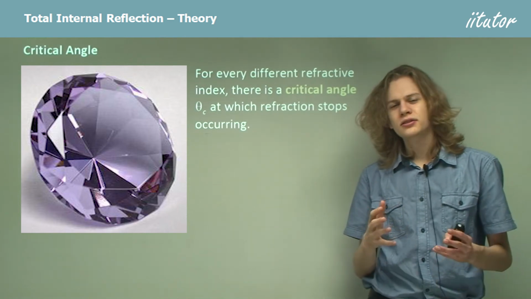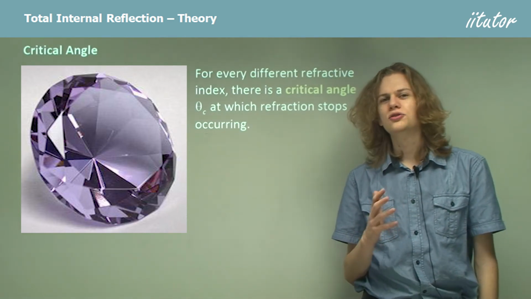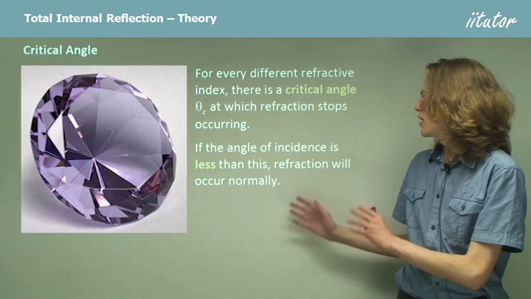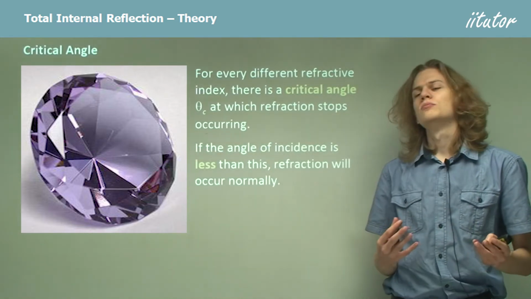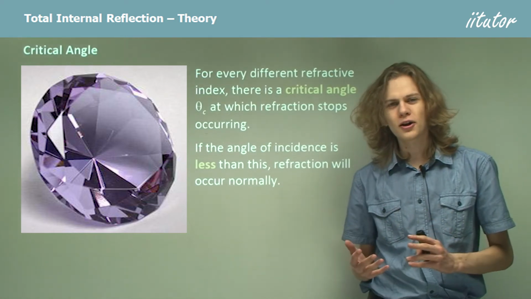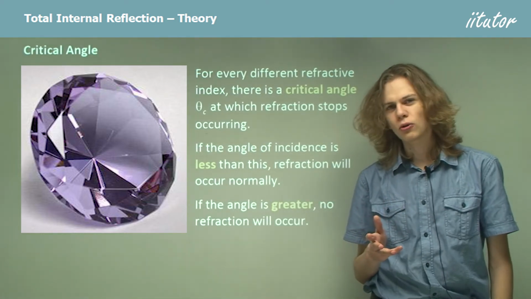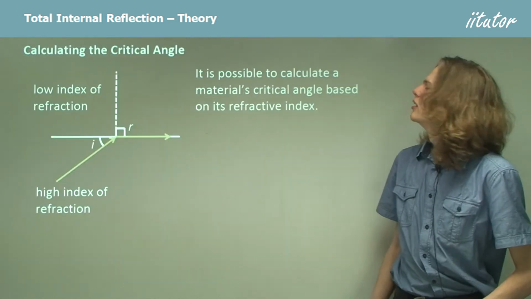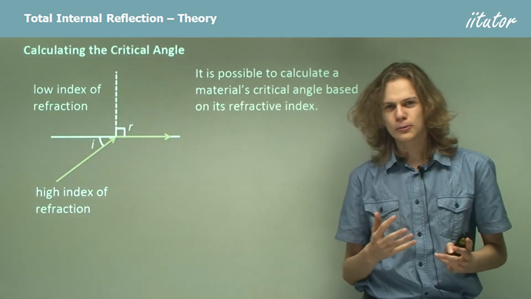So if the angle of incidence is greater than this critical angle, we'll get total internal reflection. If the angle of incidence is less than this, refraction will occur normally. And that's mostly what we've been covering so far. Of course, if the angle is greater, then we get no refraction at all, and only reflection. Now it's possible to calculate exactly what the material's critical angle is going to be.